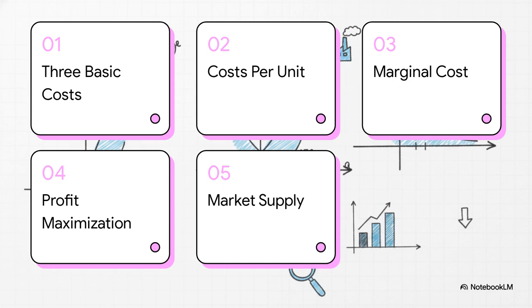First up, the three basic costs. Second, we'll explain costs per unit. Third, the marginal cost function. Fourth, the rules for profit maximization. And finally, short-run market supply. We're going to build our knowledge from the ground up, so let's start with the foundation.